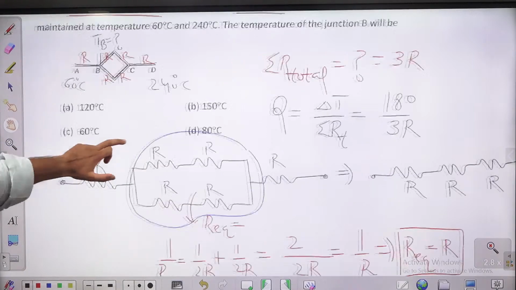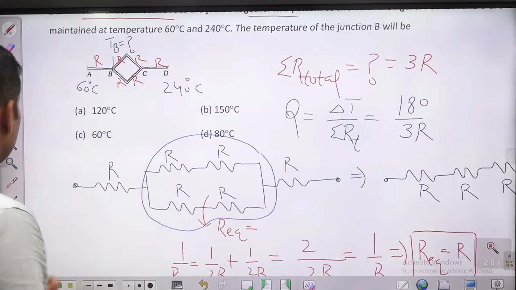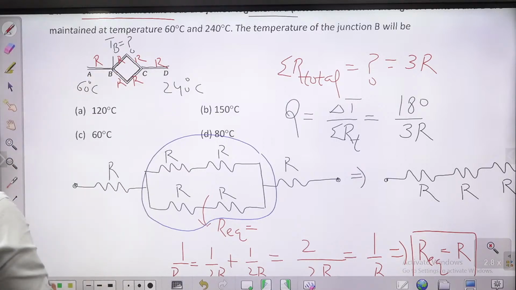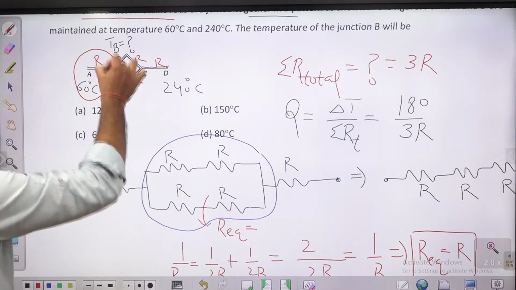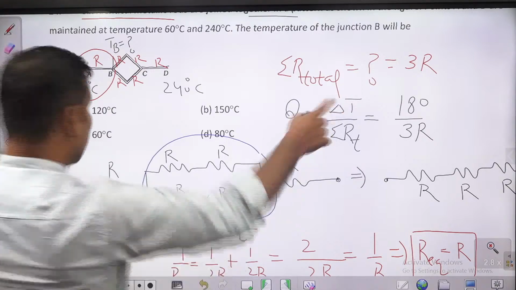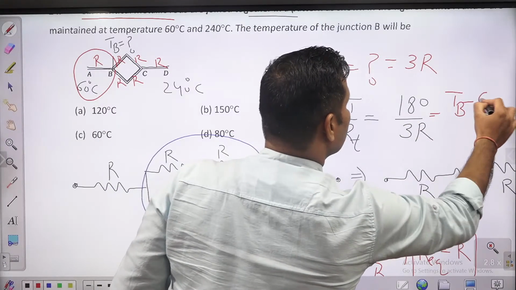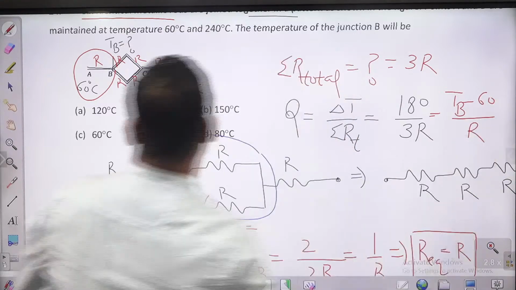Sir, the same heat transfer, because when the members are in series, whatever heat transfer is taking place through them, the same heat transfer is taking place through this A and B. Yes or no? So I can equate this with TB minus 60 divided by R. What is the temperature here?